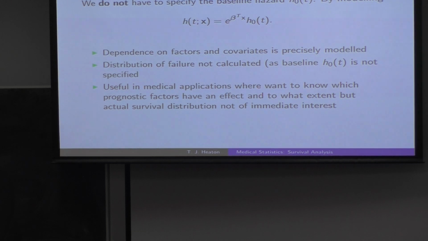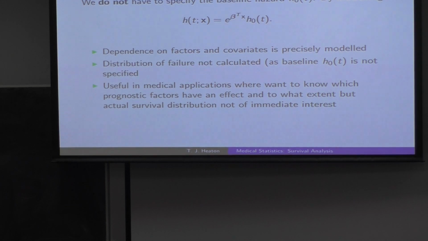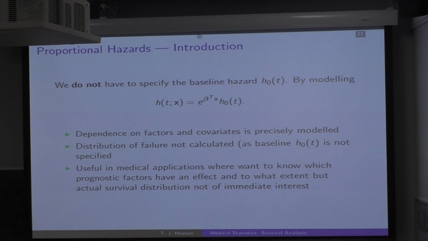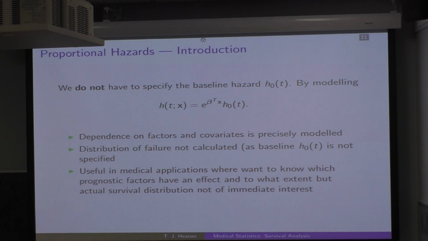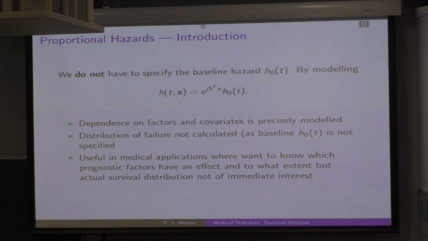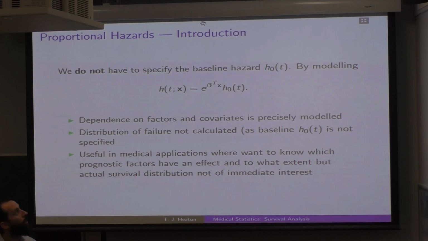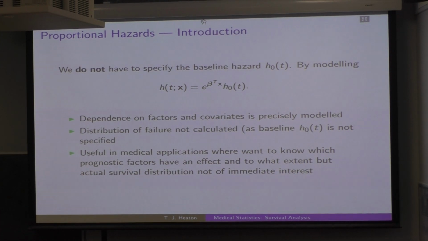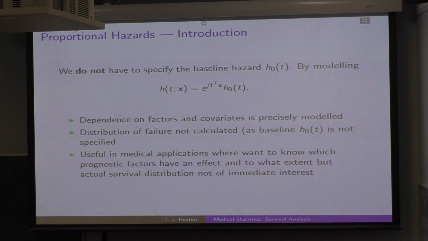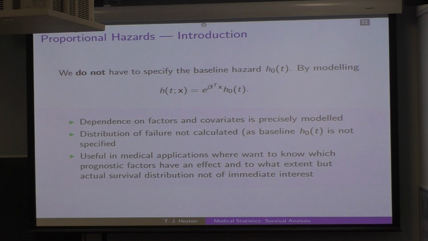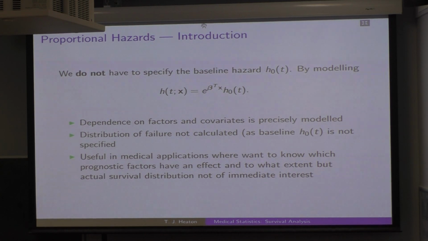The nice thing about proportional hazards is that you aren't going to have to specify the form of that baseline hazard. It's called a semi-parametric approach because of that. We're going to precisely model the dependence on the different covariates through the e to the beta transpose x term, but we're not going to have to specify the form of the baseline hazard, unlike for the accelerated failure time models, where we need to specify everything for the baseline individual.